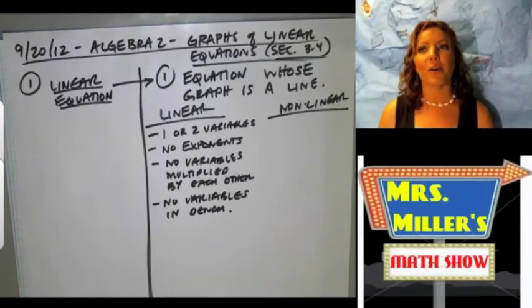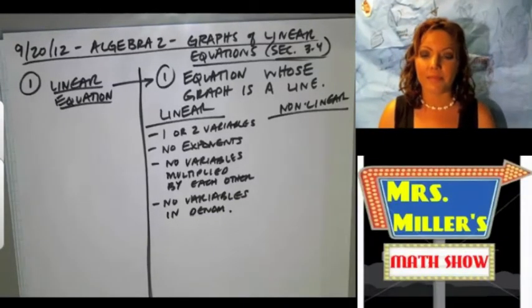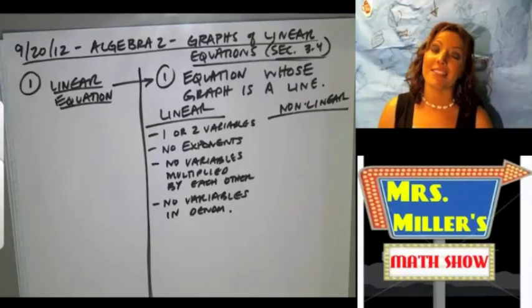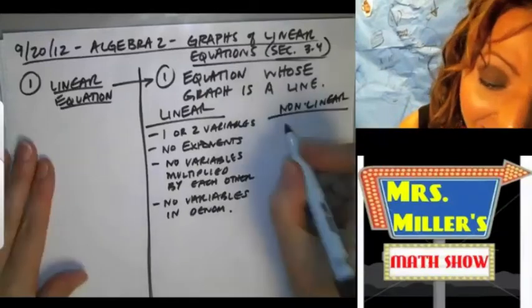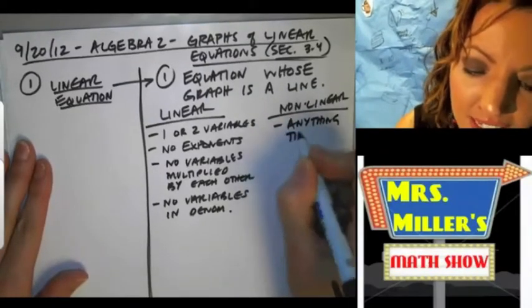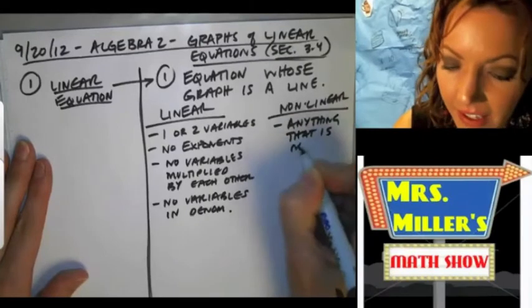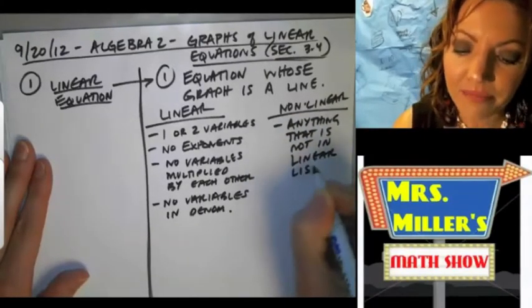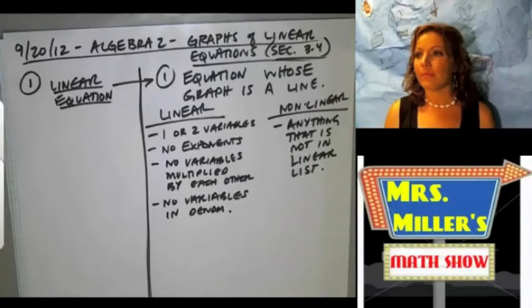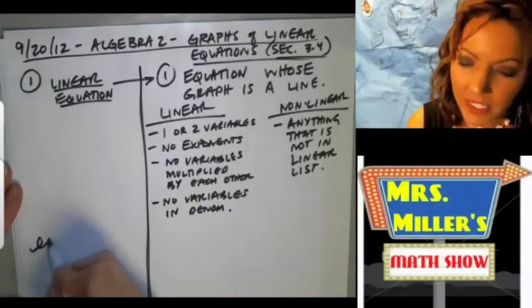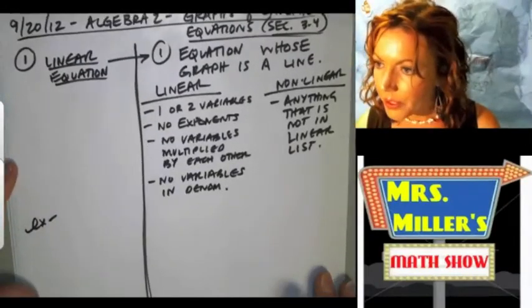So check this out. This is the nonlinear list. The nonlinear list is anything that is not in the linear list. Isn't that good? Okay, we're actually going to write that down. Anything that is not in the linear list. Okay, so here we go. How does this apply to what we are doing? The first set of examples that we're going through.